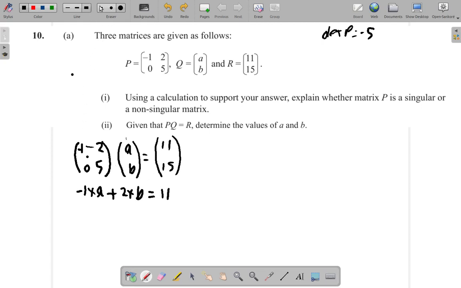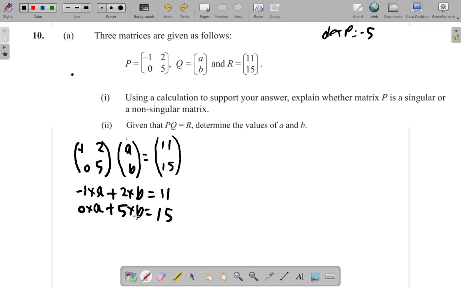Alright, and then after that, next row times this column, first elements multiplied, 0 times A plus the second elements multiplied. The second element in row 2 is 5 and the second element in this column is B, so it's 5 times B equal to the second element in the answer column, 15.